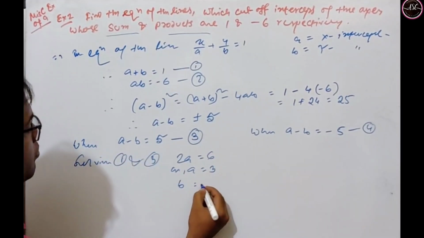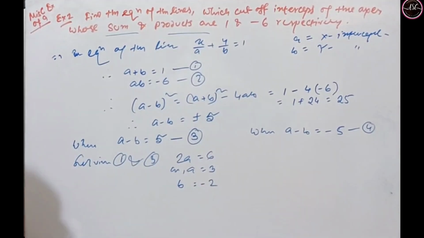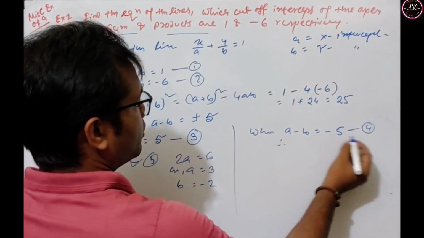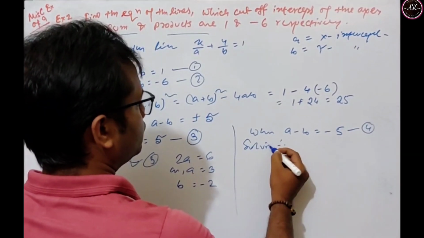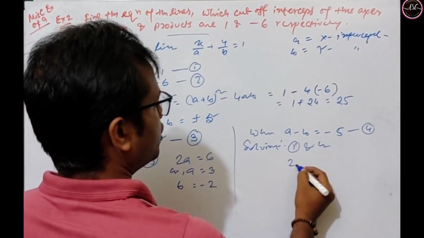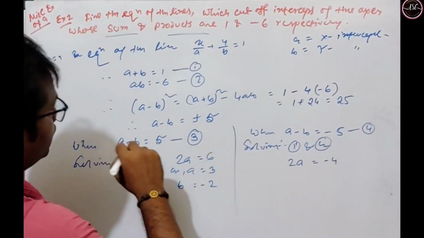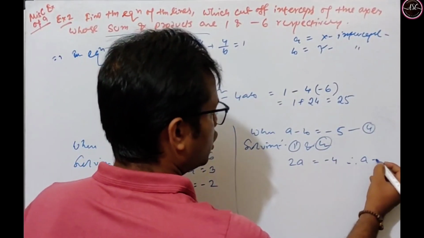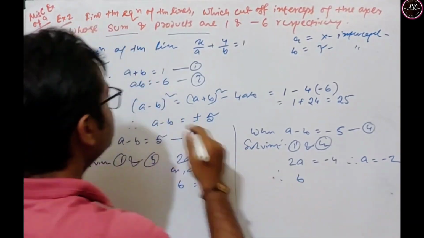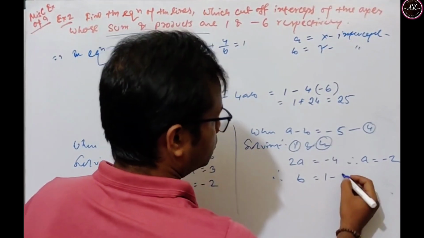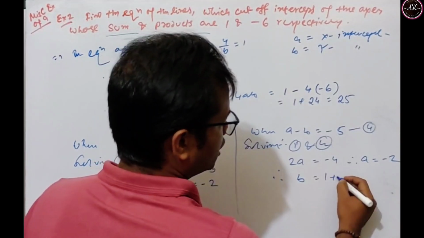Therefore b equal to minus 2. Okay, and when a minus b equal to minus 5, that means if we solve 1 and 4, we get 2a equal to minus 4. That means therefore a equal to minus 2. Therefore b equal to 1 minus a, 1 minus a, that means plus 2, that means 3.